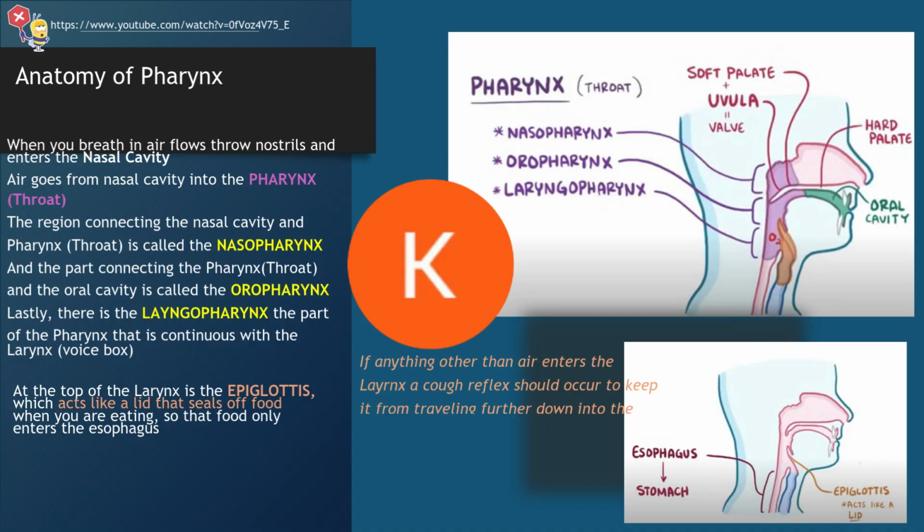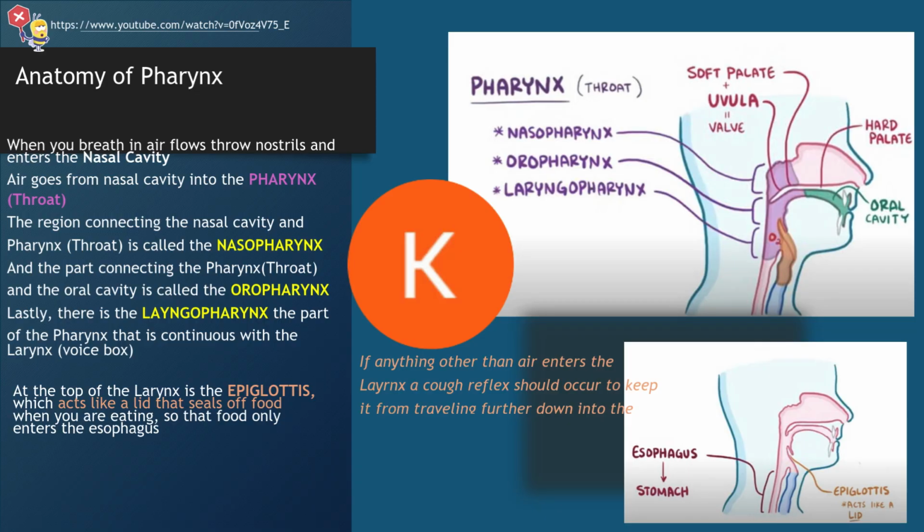Anatomy of the pharynx, and I also have a YouTube link there if you guys want to check out more about this. When you breathe in, air flows through your nostrils and it enters the nasal cavity. Air goes from the nasal cavity into the pharynx, which is our throat.